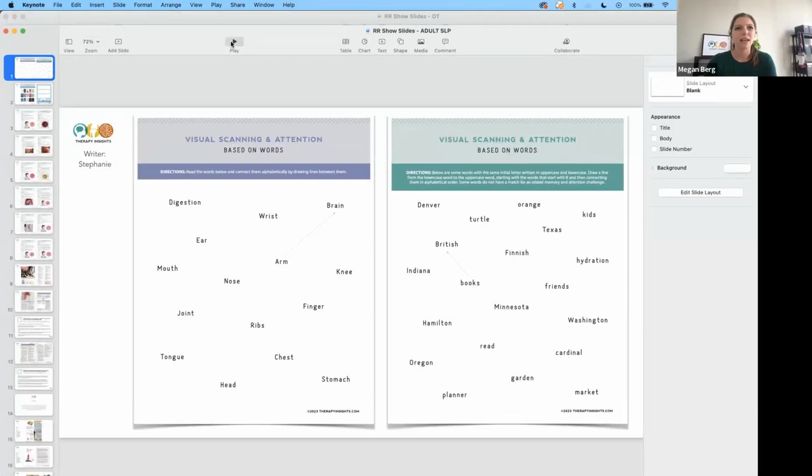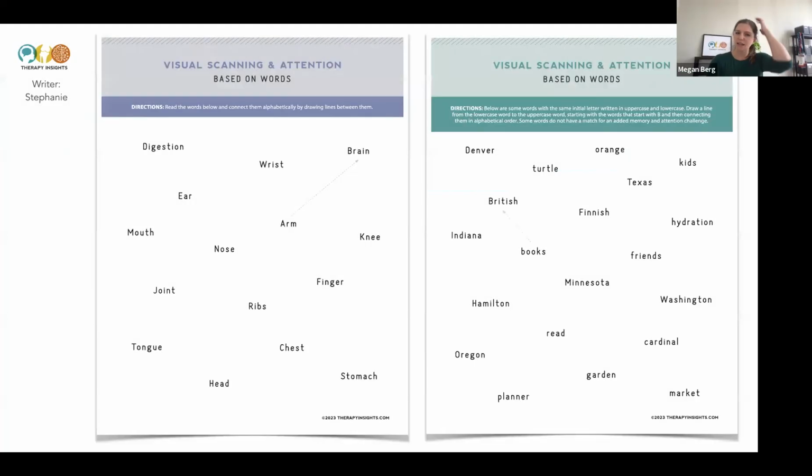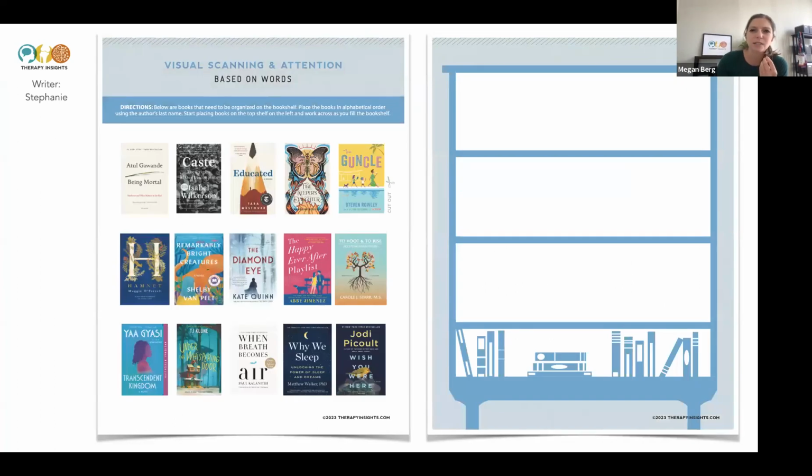So we are going to dive into our resources today. I'm going to share my screen so we can all see what we're looking at. And the first piece is all about visual scanning and attention. It's a 4-page resource, and the first 2 pages have some words on them and you're connecting the words, and I'll let Stephanie tell us more about how that works. And then I have the next 2 pages on the next screen. So when you're ready to talk about those, I can go to the next page.